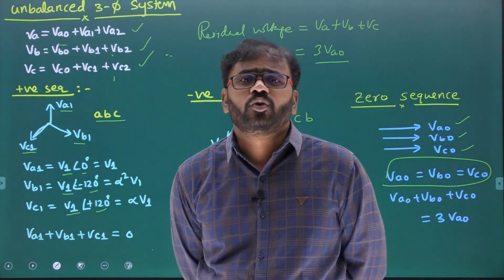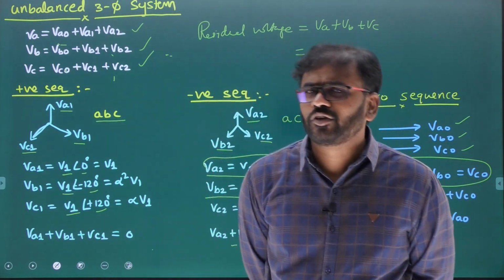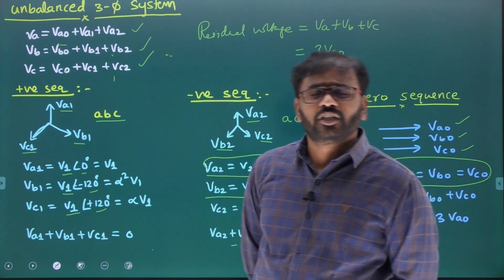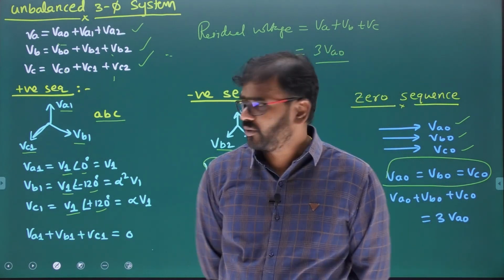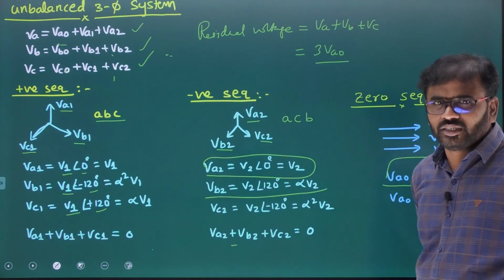What is the zero sequence voltage of A phase? 100 volts. Zero sequence voltage of B phase? 100 volts. The zero sequence voltage of C phase also 100 volts. That's what you need to understand.